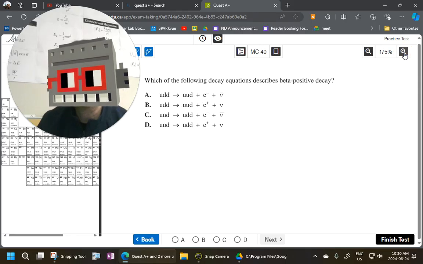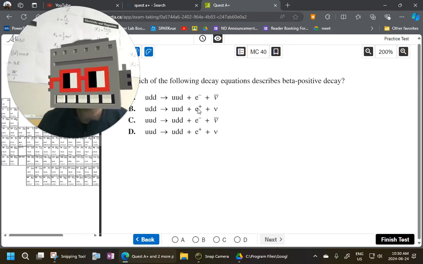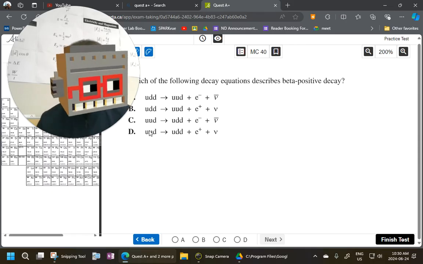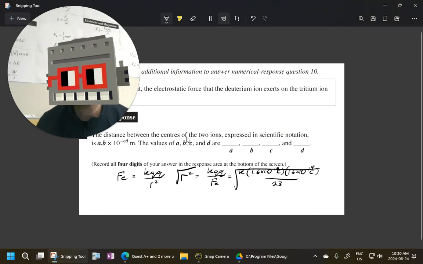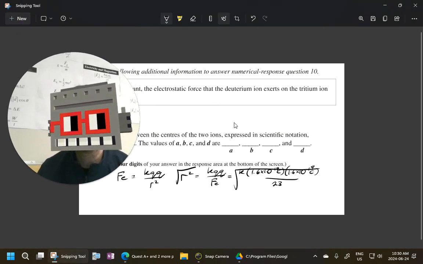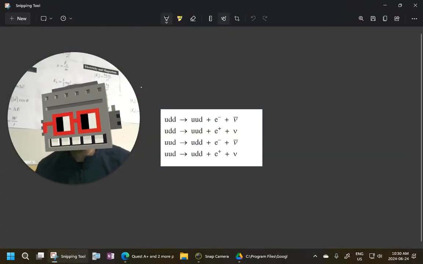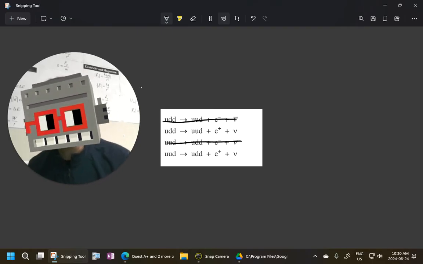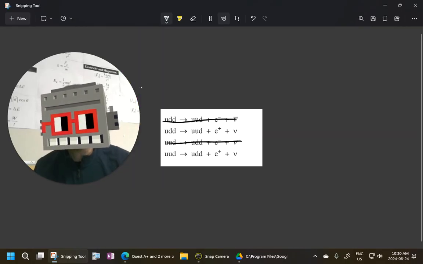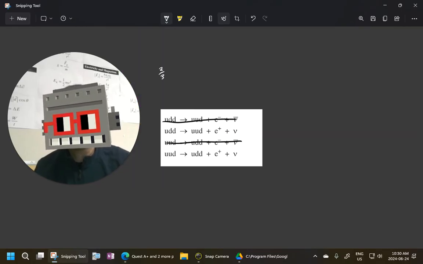And my last question here, which of the following describes beta positive decay? So obviously it's not A and C. So you got the right particles for those two. Now I just have to make sure I have beta positive. So I have to look at the charges of both these sides here, right? I've already crossed off the beta negative ones because I'm looking for beta positive. Now which of these works? So if I look at the charges, an up is a 2/3. Then a down is a negative 1/3 and another negative 1/3.